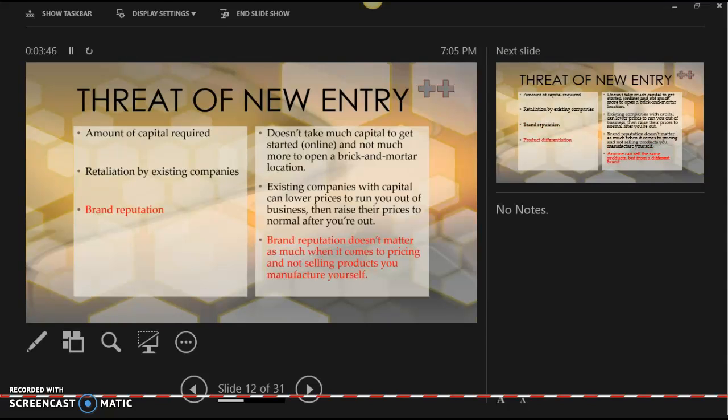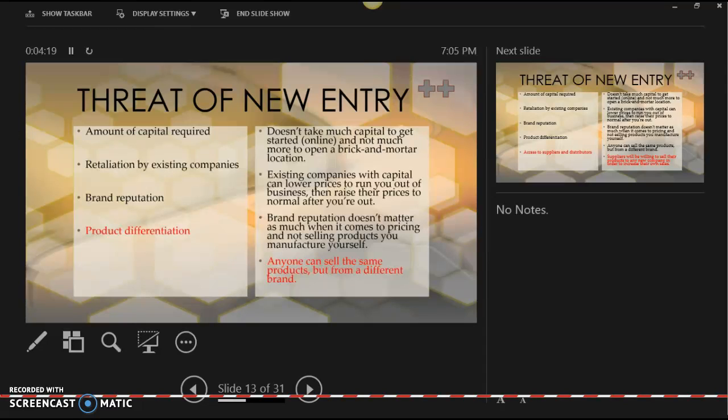Brand reputation. The brand reputation doesn't matter as much when it comes to pricing and not selling products you manufacture yourself. If you don't have a brand of product that you're putting out inside your stores, you don't have to worry so much about brand reputation, but I do believe it's a good idea. At the very beginning, I'm not going to worry myself with that. Just going to sell other people's things at first.